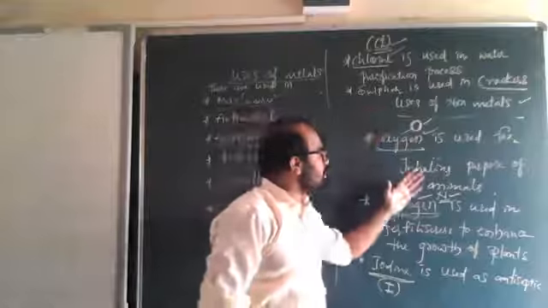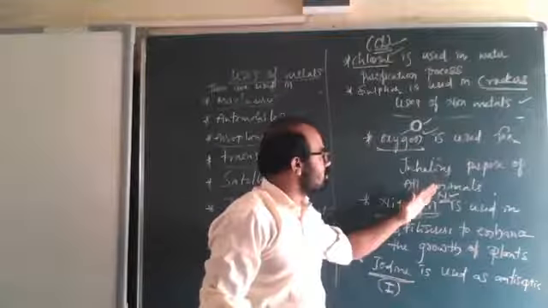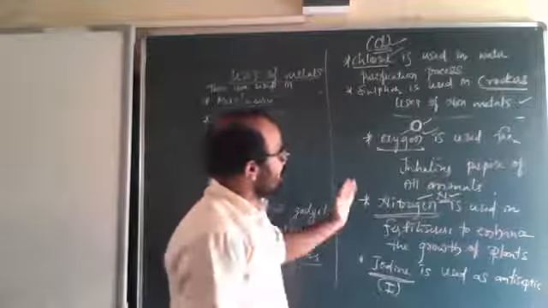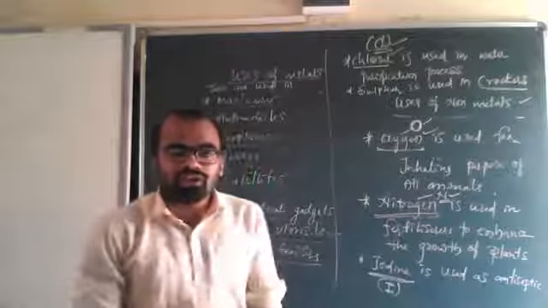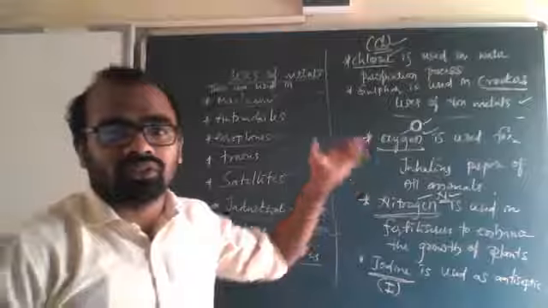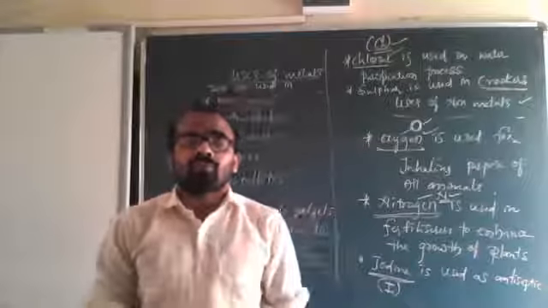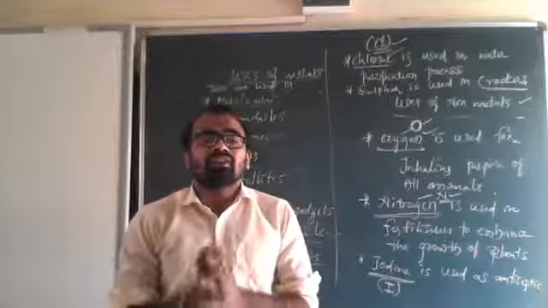Oxygen is used for inhaling purposes of all animals, whereas nitrogen is used in fertilizers to enhance the growth of plants. Iodine is used as antiseptic, that is the fourth one. The third one is chlorine, used in the water purification process, and sulfur is used in crackers.